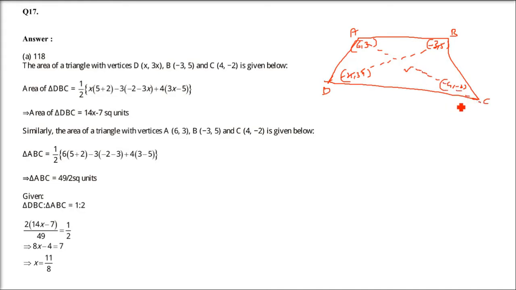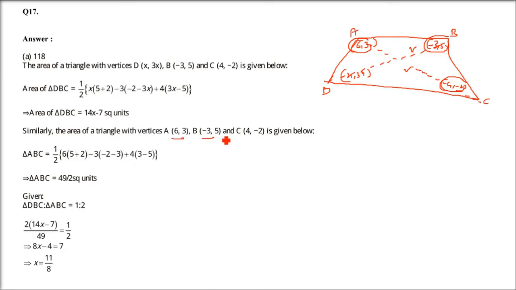Both triangles have the same base BC. So we are dealing with triangles on the base BC. The area is given, so I hope you'll be able to find out the area. We have seen how to find it: half into the determinant with x1, x2, x3, y1, y2, y3 and 1, 1, 1. So both areas you have to find out.